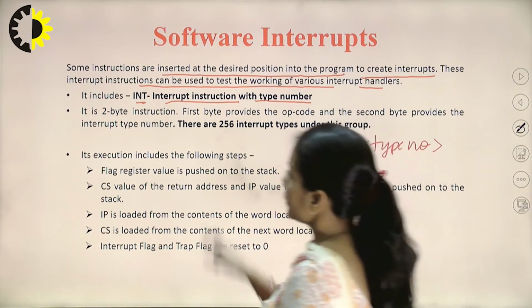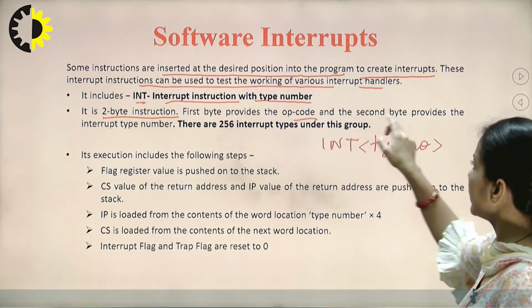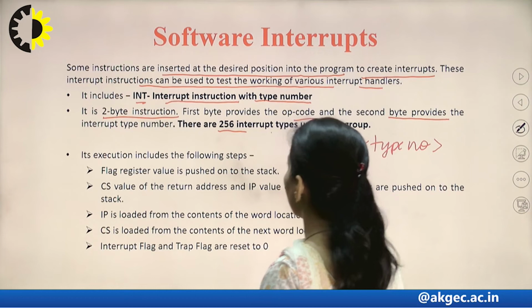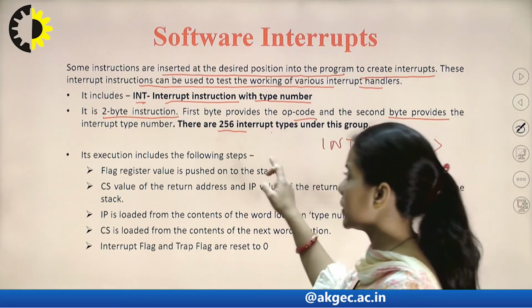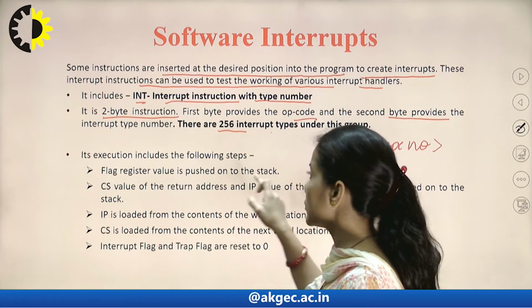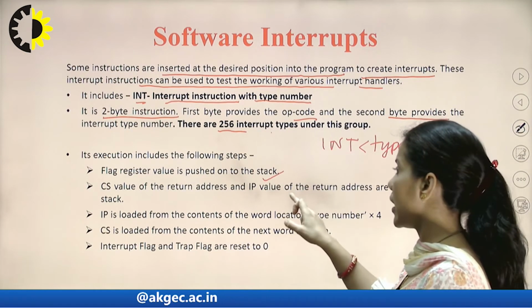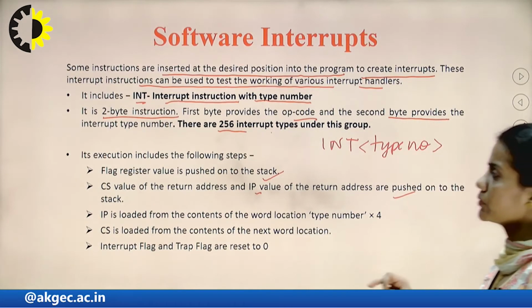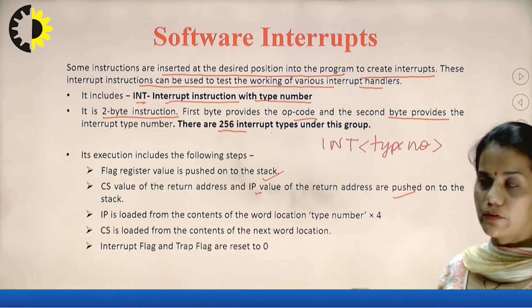It is a 2-byte instruction. The first byte provides the opcode and the second byte provides the interrupt type number. There are 256 interrupt types under this group. Its execution includes the following steps: the flag register values are pushed onto the stack, and the code segment value of the return address and the IP value, that is the instruction pointer value of the return address, are pushed onto the stack. These are similar steps to those in the case of hardware interrupts.